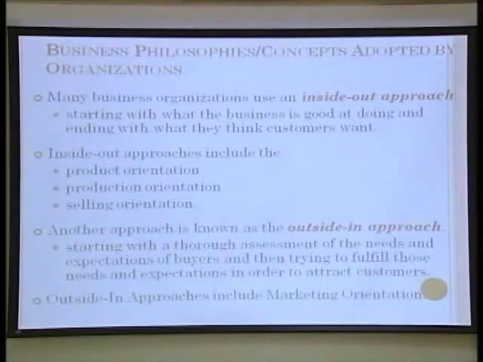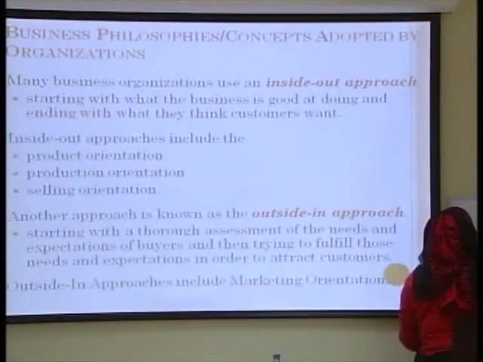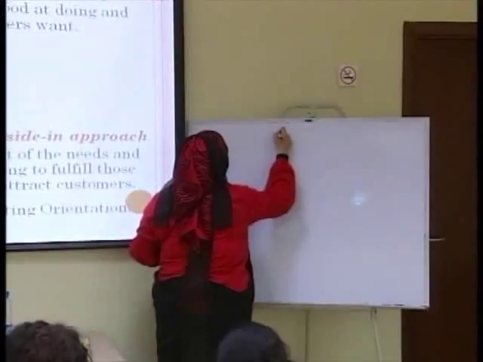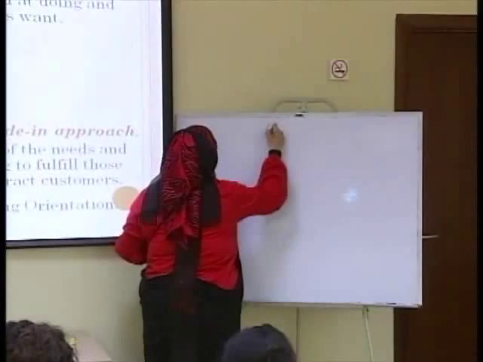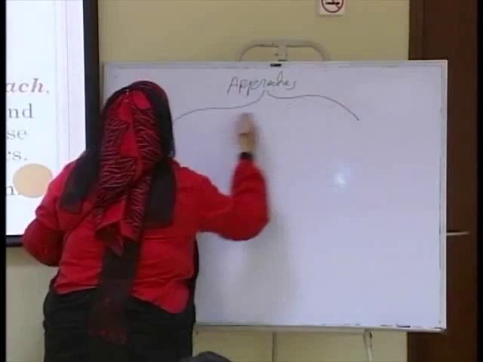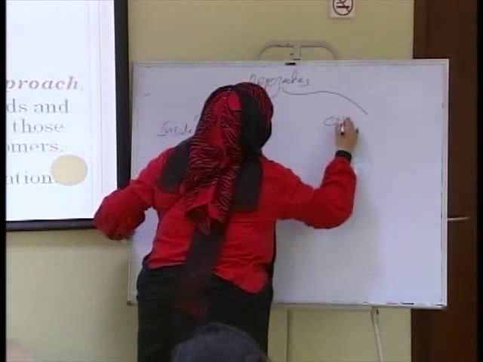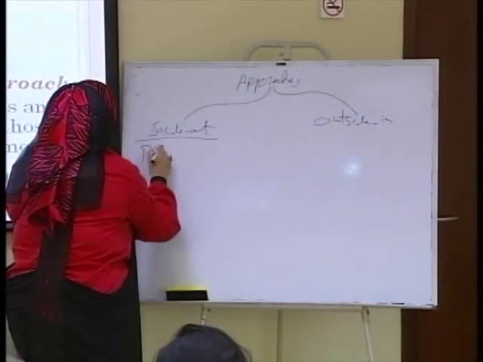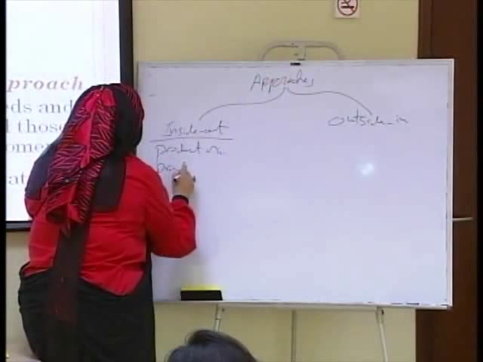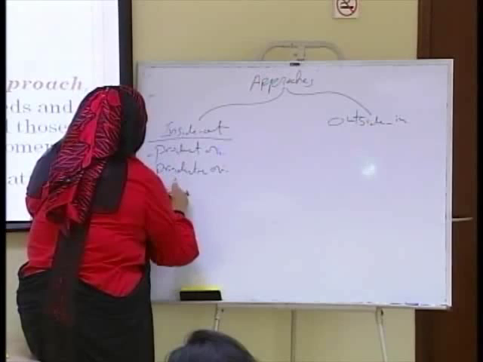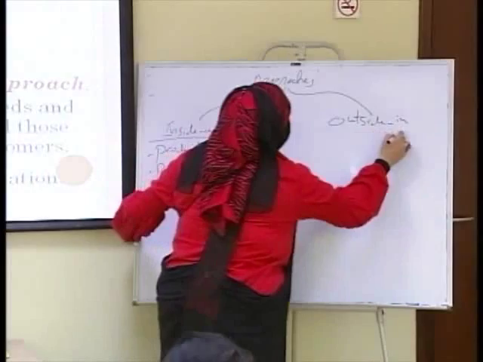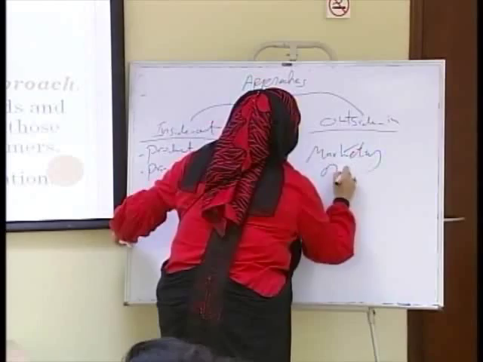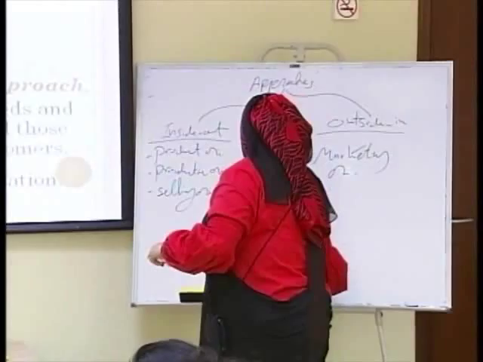So here we have two different approaches to marketing. We have the inside-out, and we have the outside-in. Under the inside-out, we have the product orientation, the production orientation, and the selling orientation. Under the outside-in approach, we have the marketing orientation. Agree? Okay. Let's take them one by one.